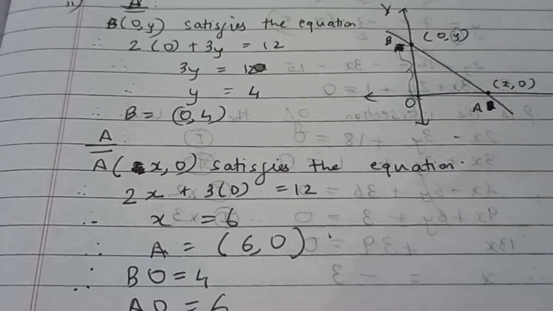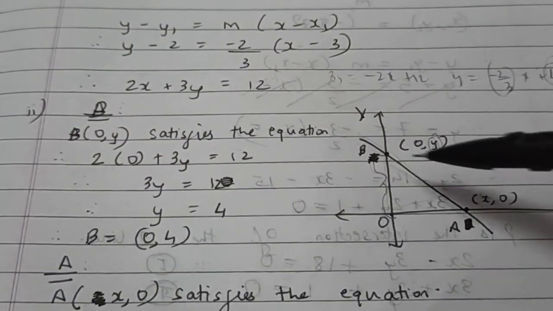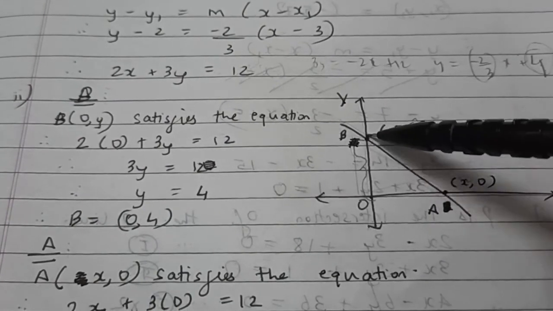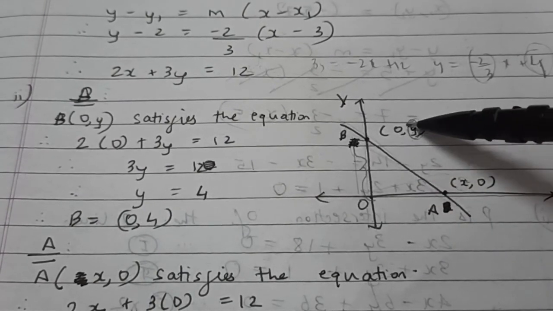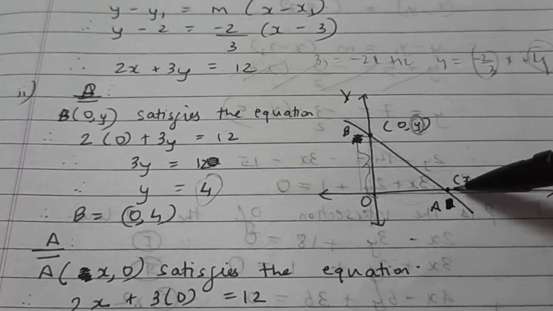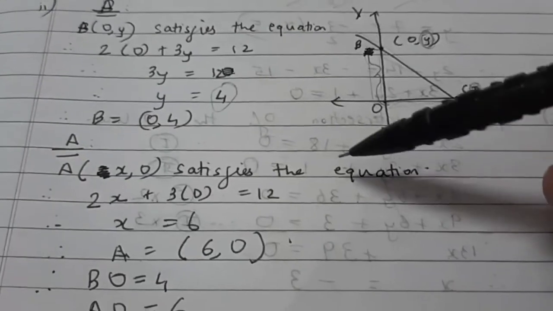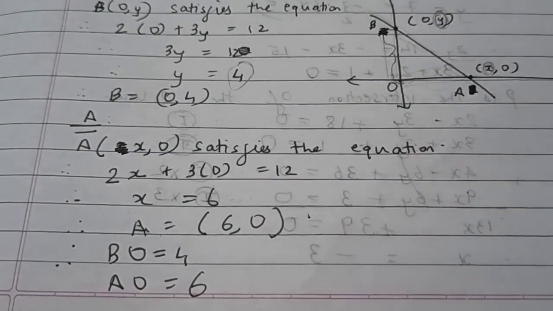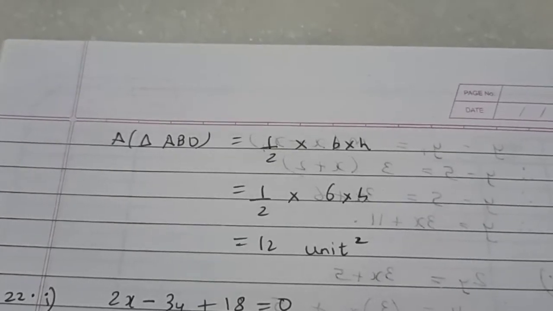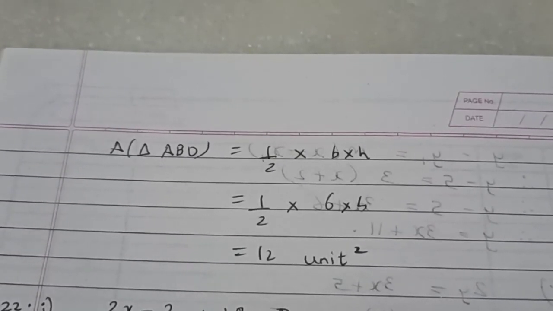Next, in order to find the area of the triangle, I need the base and I need the height. Height is nothing but the y-intercept, which is 4, and base is nothing but the x-intercept, which we calculated as 6. So area of a triangle is half into base into height, which comes out to be 12 square units.